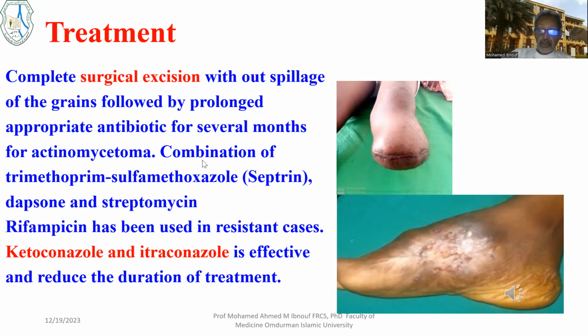And then we should put the patient on the appropriate antibiotics like trimethoprim and sulfamethoxazole, that is Bactrim, dapsone and ceftriaxone in combination. And rifampicin can be used also in resistant cases. However, ketoconazole and itraconazole are effective also, and they reduce the duration of treatment. Here, it seems this patient is responding to the medical treatment of actinomycetoma.